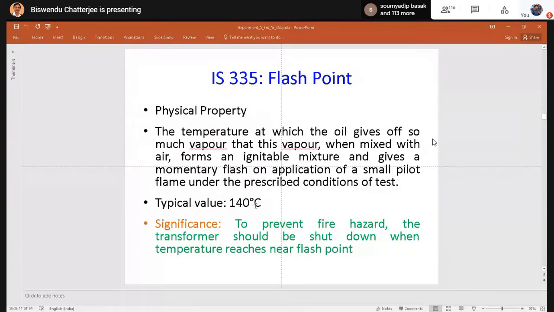This typical value is 140 °C. What is the significance? It defines the upper limit up to which the transformer can be operated. To prevent fire hazard, the transformer should be shut down when temperature reaches near flash point. This is a safety measure. How do you measure? Each and every transformer has a temperature indicator with it, and from this indicator, you will notice where the needle goes and the temperature at which the machine is operating.